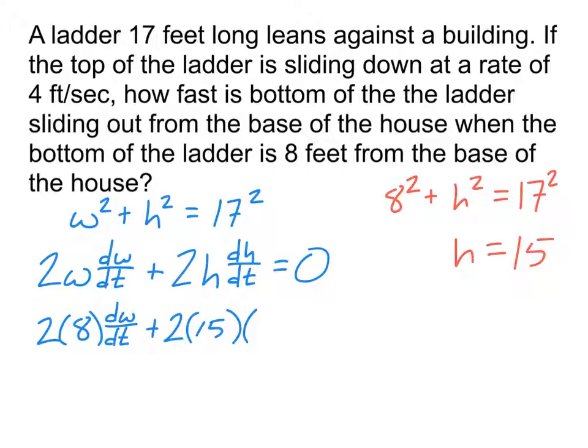But notice up here that this is the height and how the height is changing. The height is changing by 4 feet per second, but is that height getting bigger or smaller? It's getting smaller because it's sliding down. So when I plug in for dh over dt, I'm actually plugging in a negative 4 there, because we're decreasing by 4 feet per second. And then we can go ahead and solve this equation for dw over dt.